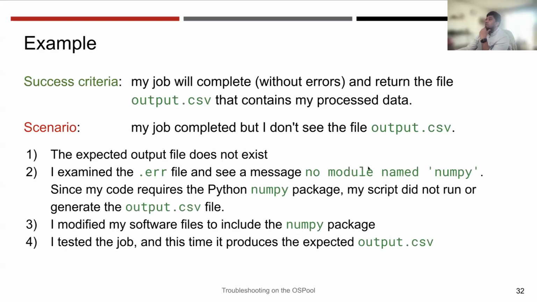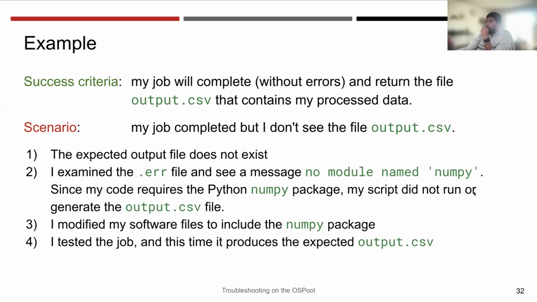As an example, we have a very basic example in the slide. If we assume that your job completes without errors and returns the file output.csv that has your processed data, let's run through some of the scenarios. The scenario may be that your job completed, but you don't see the output.csv file. So in scenario one, the expected output file didn't exist on the execution point.